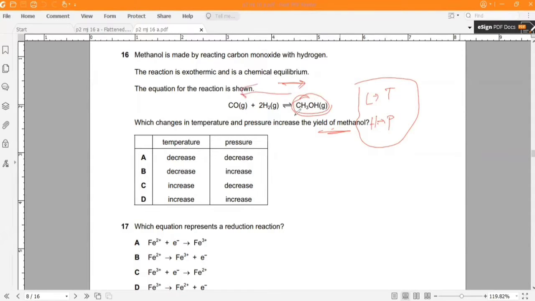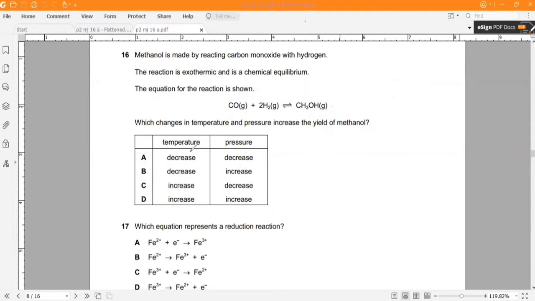So we are not required. They are asking which changes can increase the yield of methanol. So we have to find these changes in the table. You have four options A, B, C, D. Which is the correct one? Definitely temperature must be less. You should not increase the temperature because it is an exothermic reaction. There is heat in the temperature itself, so no need to increase the temperature.